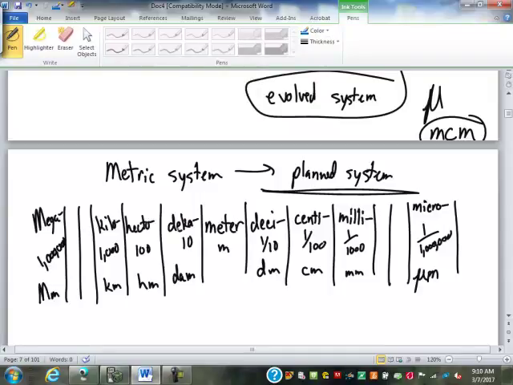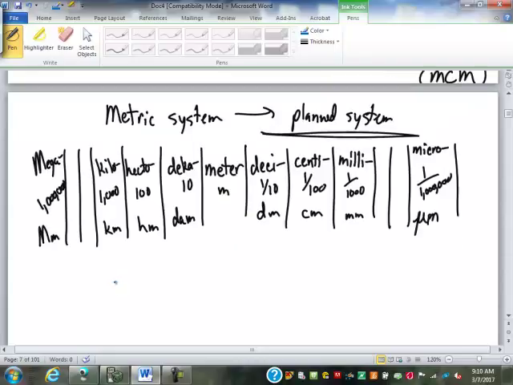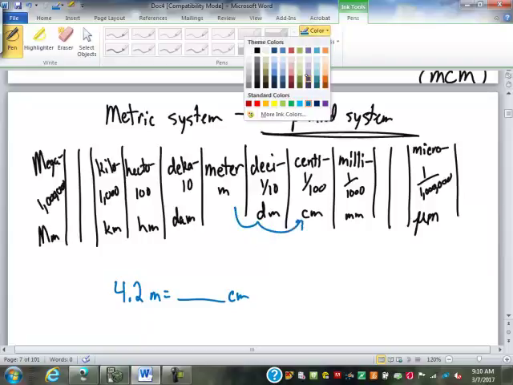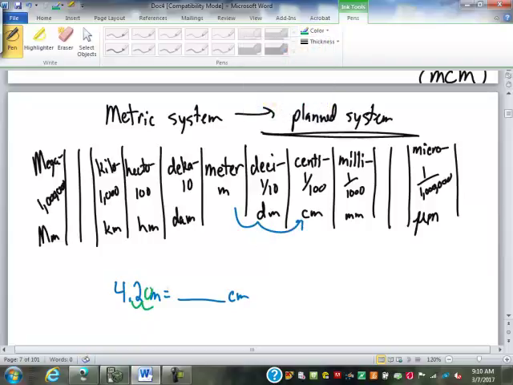To do our conversion, since everything is multiplying or dividing by 10, each movement on the chart is just a decimal place. So if I want to go from 4.2 meters into centimeters, well, from meters to centimeters is 2 spots on the chart. My decimal point has moved 2 spots: 420 centimeters. So converting in the metric system is just moving the decimal point. If you have that chart down, you can use that chart to move the decimal point.